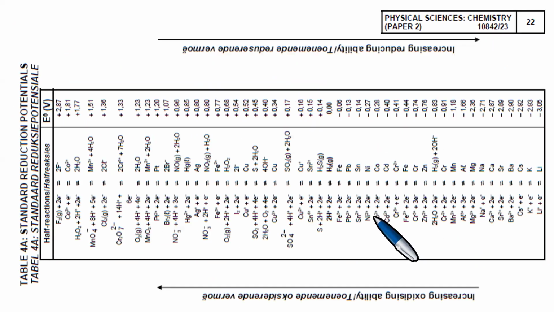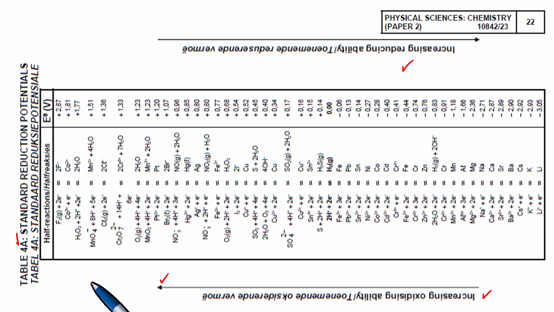If you check this very carefully, let us see now table 4A. We're using table 4A, please, grade 11s and grade 12s. But now if you look at table 4A, you can see the increasing oxidizing ability is upwards. You can see the arrow is from the table. I've made it lie down like this, but this is the top of the table. So the increasing oxidizing ability is at the top of the table, but the increasing reducing ability is at the bottom of the table.